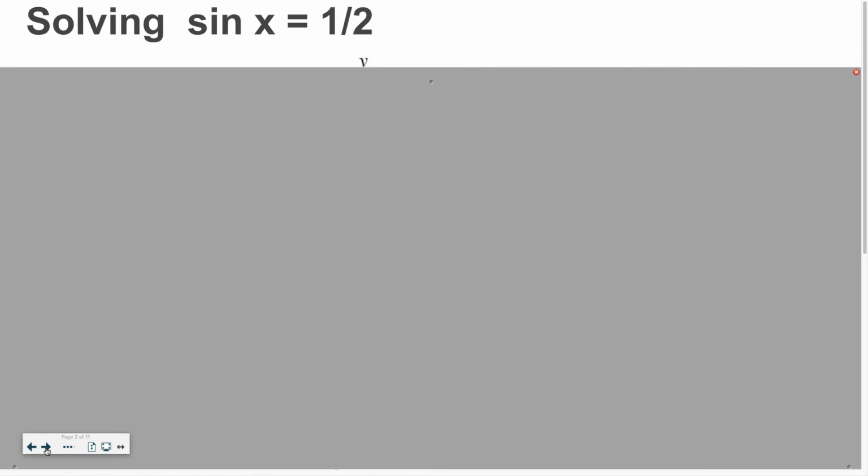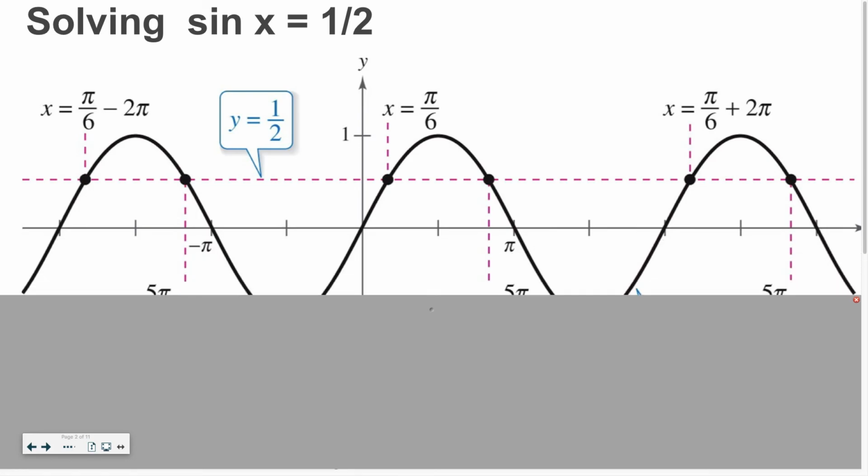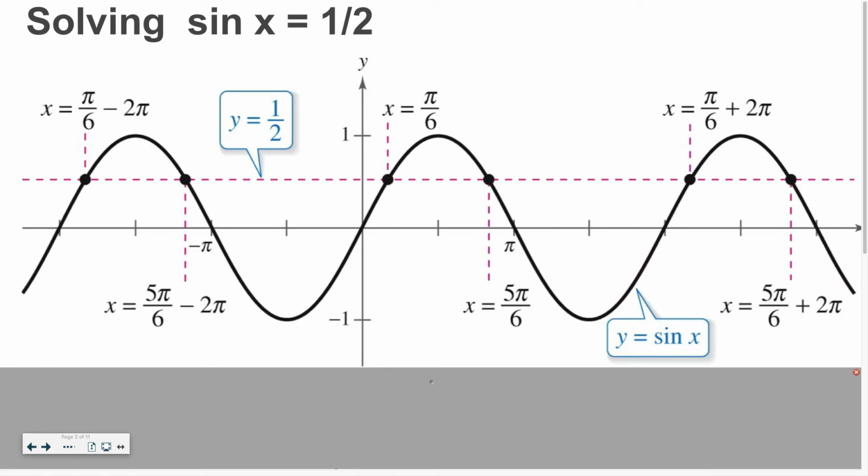So if I think about all the places this graph is 1/2, yes, it happens at pi over 6, but then it happens 2 pi later. And then it happens 2 pi later. And then it happens 2 pi later. Right? Would you agree? And we can go the other way. Here it happens at pi over 6. But then if we go backwards 1 full period, it happens again. If we go backwards 1 full period, it happens again.